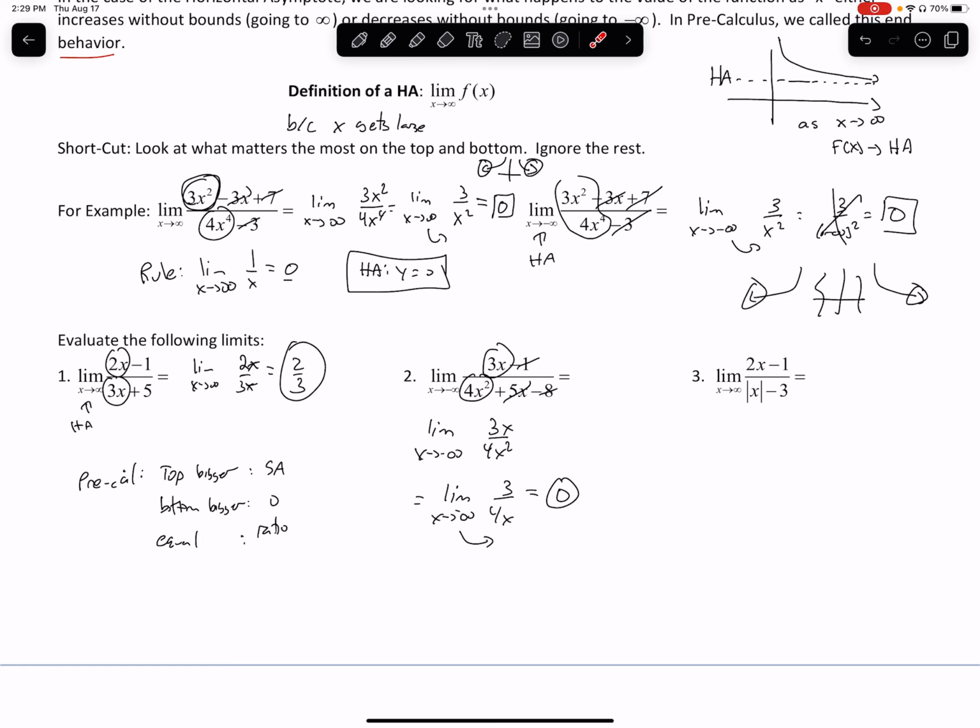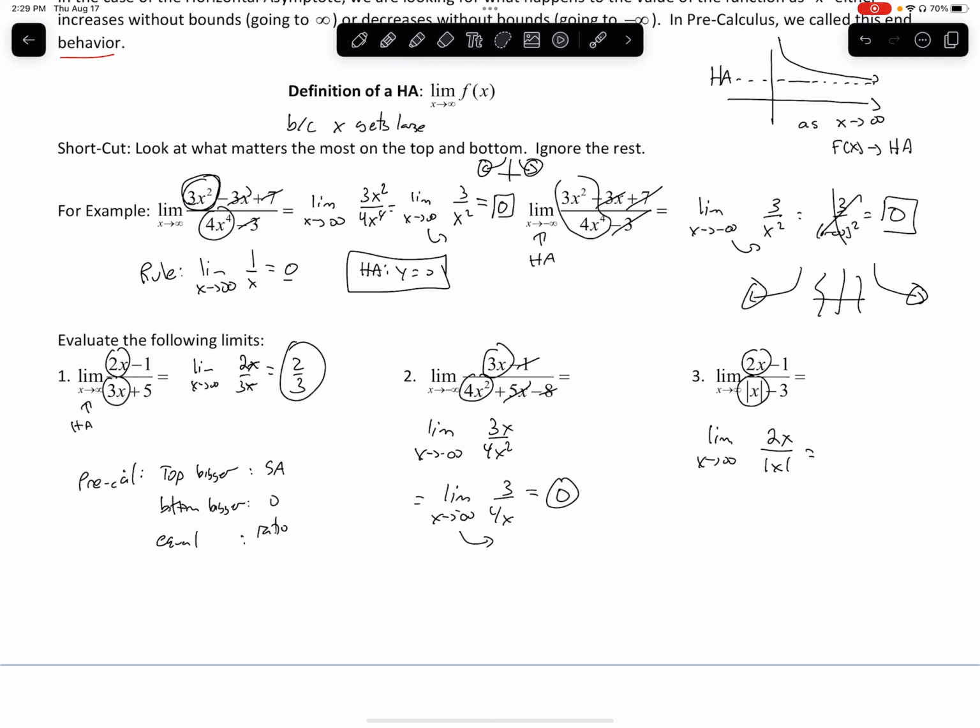All right, so let's try number 3 real quick. Number 3, pretty simple. What matters the most? On top is the 2x, and the bottom the absolute value of x. I don't worry about the 1 or 3 because a line grows faster than a constant. So when I rewrite it, I get the limit as x goes to infinity, 2x over the absolute value of x. Now, we got to get a little bit creative here.